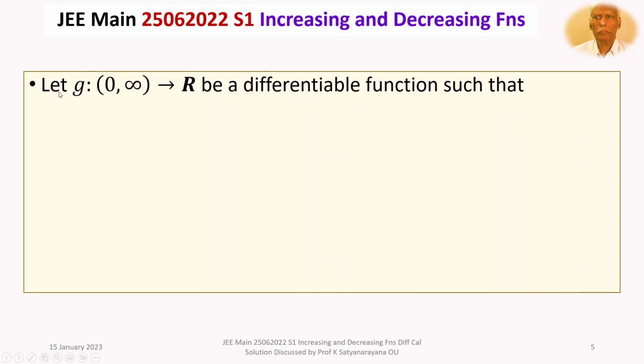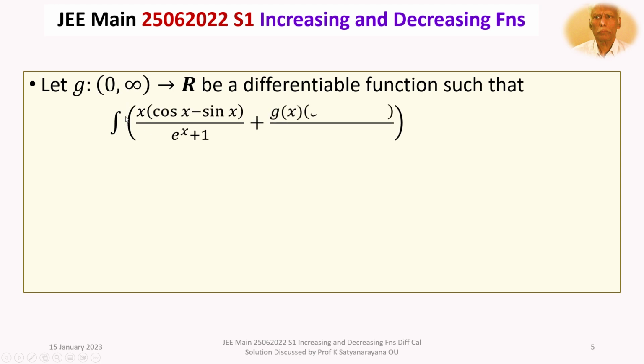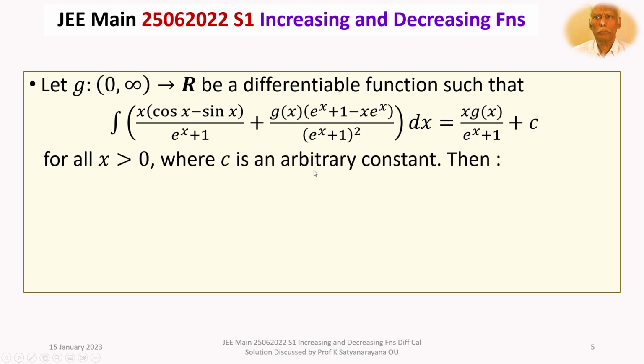The given question is: let g be a function from the open interval 0 to infinity to the set of real numbers, and it is a differentiable function such that the integral of [x(cos x minus sin x) divided by (e^x plus 1) plus g(x) multiplied by (e^x plus 1 minus x e^x) divided by (e^x plus 1) whole square], integrated with respect to x, is equal to x g(x) divided by (e^x plus 1) plus c, for all x greater than 0, where c is an arbitrary constant.